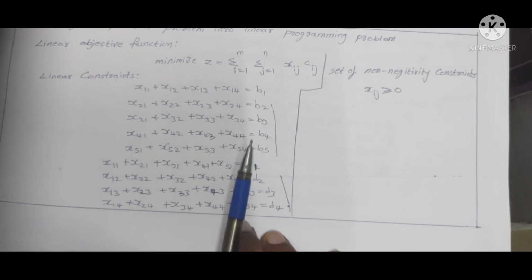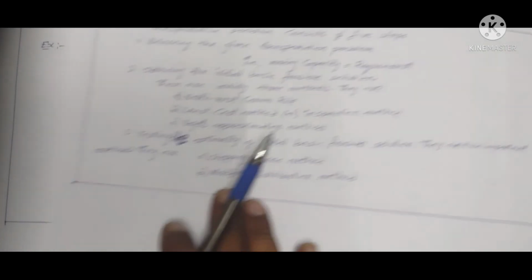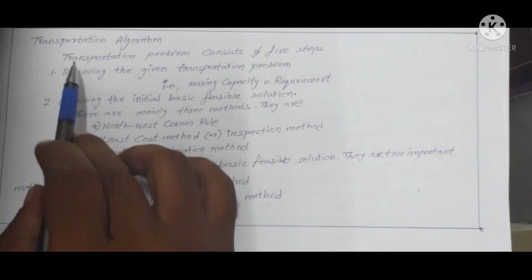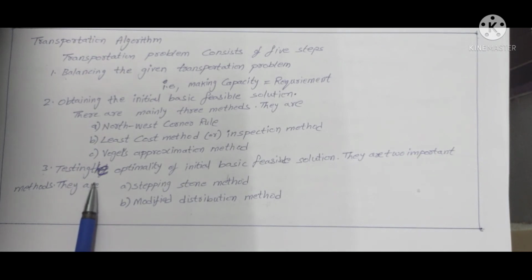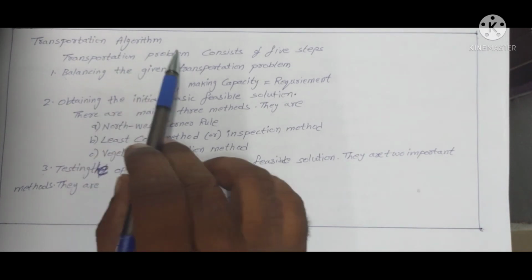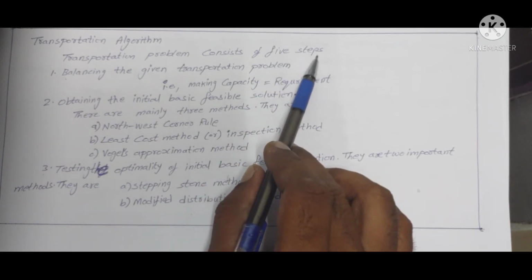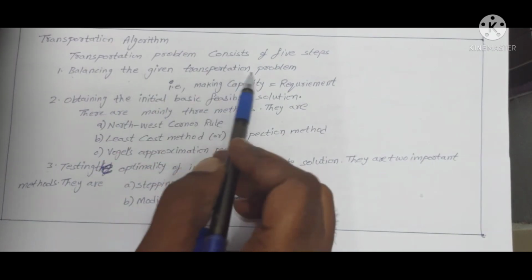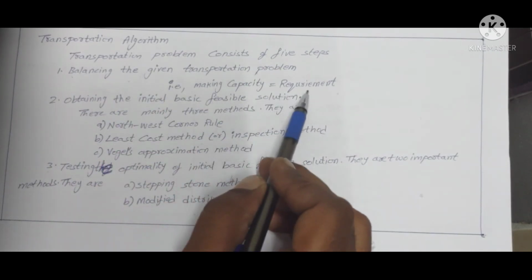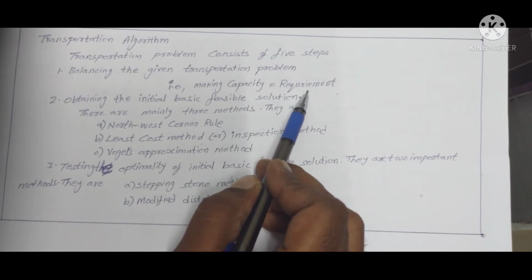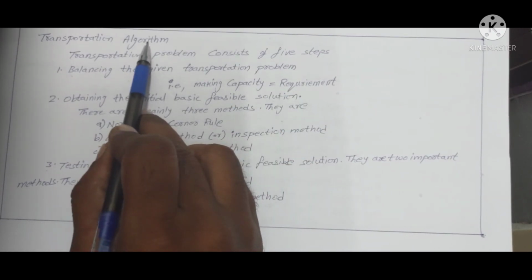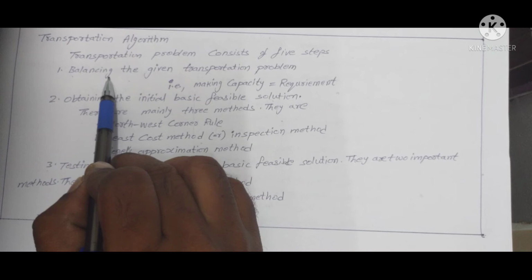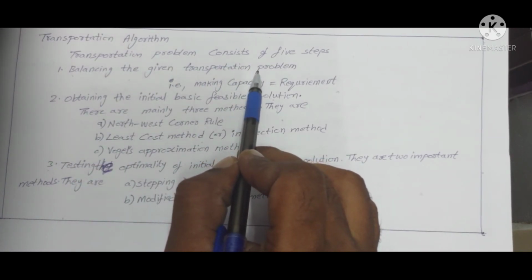Okay, next, how to solve the transportation problem? Coming to see here, this is the procedure to solve the transportation problem. The transportation problem consists of 5 steps to solve the problem. What is the first step? Balancing the given transportation problem, that is, making capacity equal to the requirement. This is the first step. To solve the transportation problem, we have a transportation algorithm. This has 5 steps. In these 5 steps, the first step is that we have to balance the transportation problem. How can we balance the transportation problem?